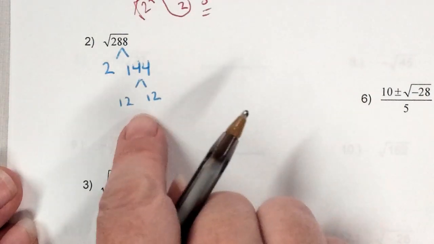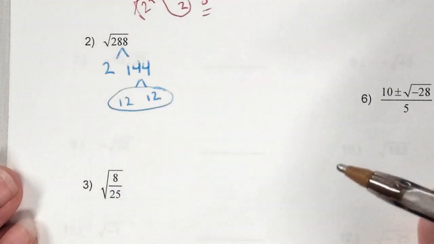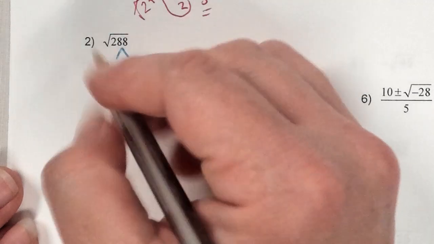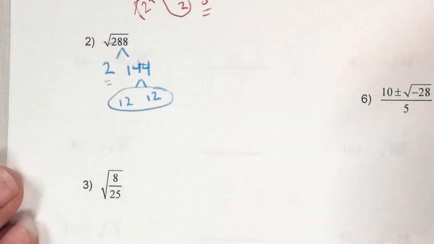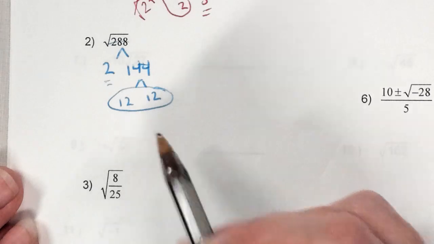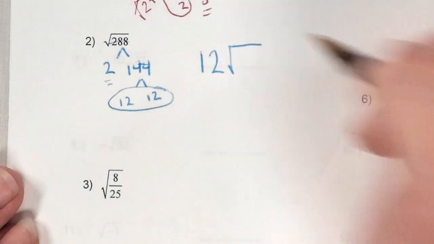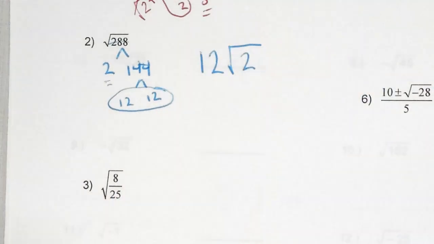If I can make these match, yes, 12 and 12 are not prime. But since they match, I can stop. And as long as all the other numbers are prime, I'm good. Well, here's prime, and we're not looking here or here because we broke those apart. So is 2 prime? Yeah, so what did I circle? 12, and what was left over? 2.